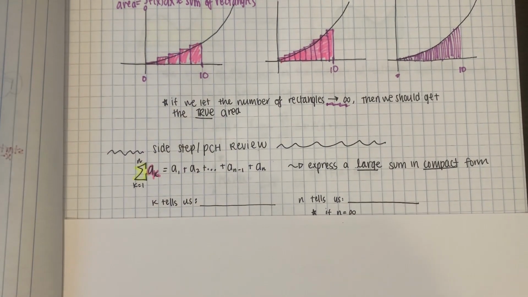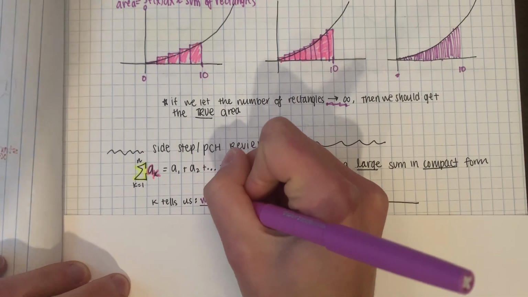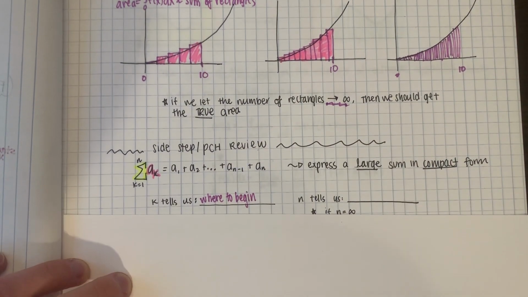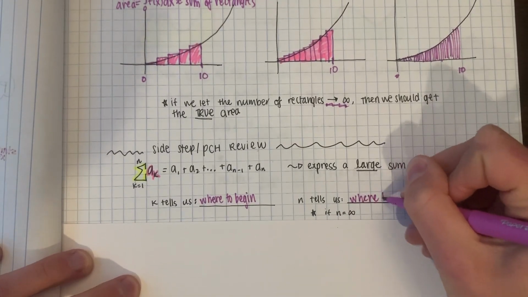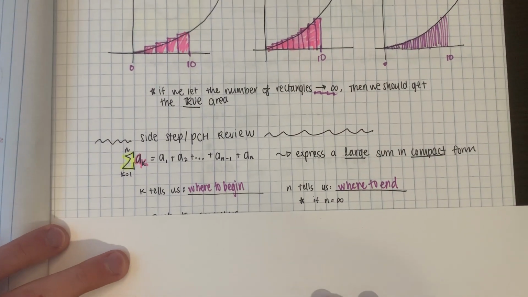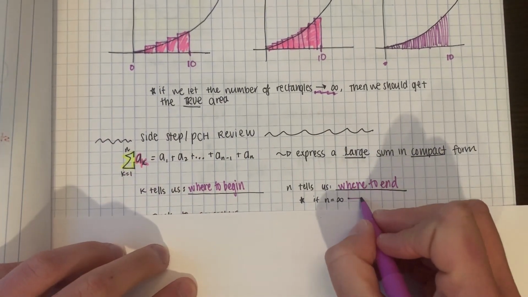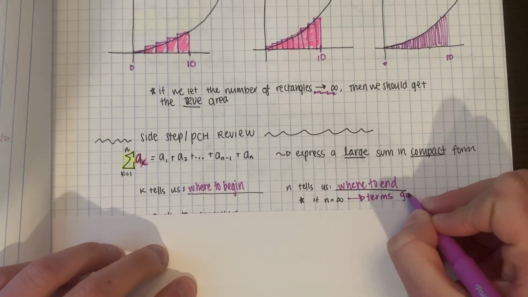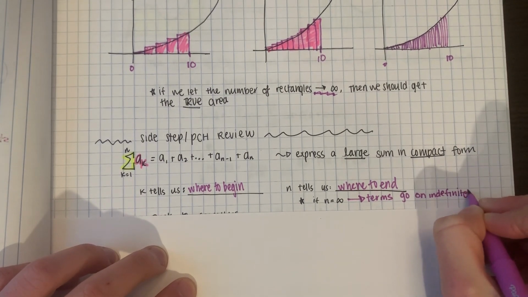So again, the k tells us where to begin. What number are we starting at? And the n tells us where to end. Where should we stop adding? Now, if n is equal to infinity, if it's appearing above the summation, this tells us that the terms go on indefinitely. There we go, that's how you spell the word.